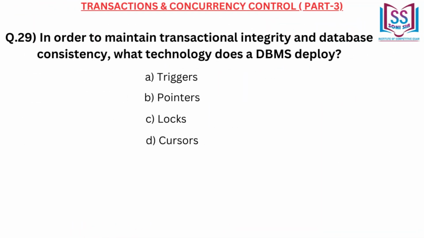In order to maintain transactional integrity and database consistency, what technology does a Dbms deploy? A. Triggers. B. Pointers. C. Locks. D. Cursors. Correct answer C. Locks. Locks are used to maintain database consistency.